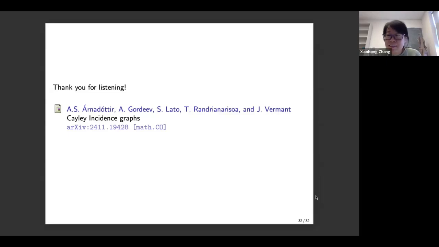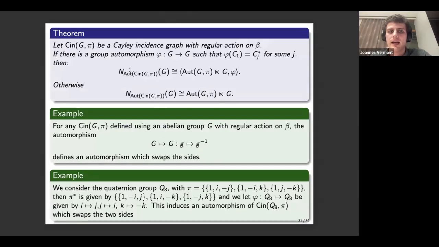Are there some conditions for a Cayley incidence graph to be a Cayley graph? So we have some results on this. Actually, if we have one of these automorphisms which swaps the sides, this means that it will be a Cayley graph.